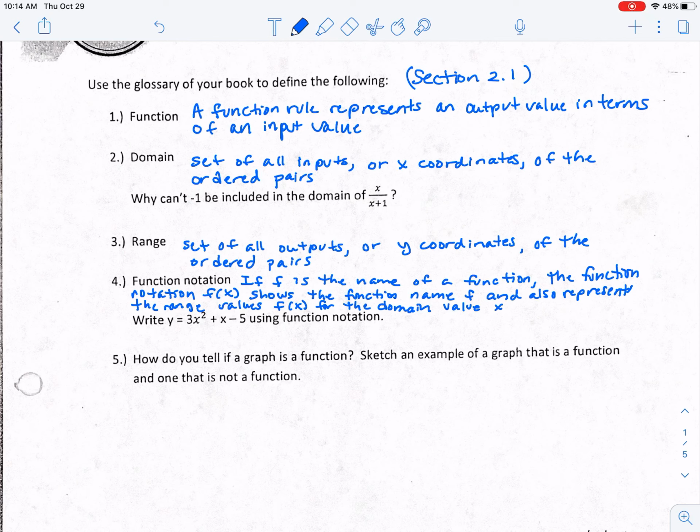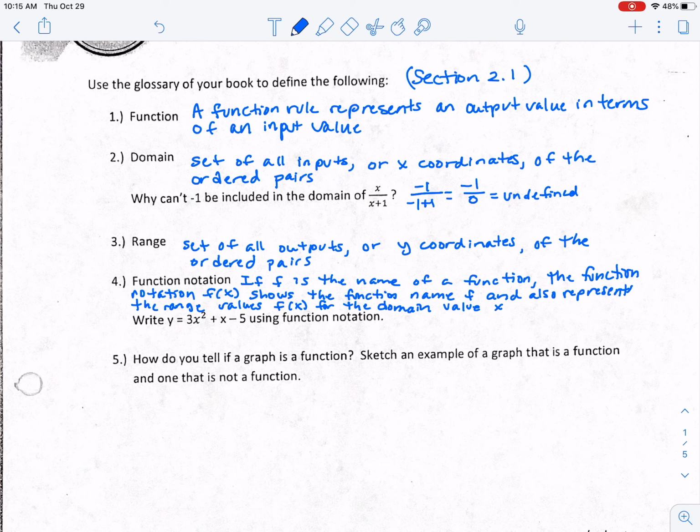So the question here says, why can't -1 be included in the domain of x over x plus 1? So here we've got a polynomial divided by a polynomial. And let's just plug in -1. Okay? Let's say it is part of the domain and I substitute it in. Notice what happens. When you simplify, you get -1 divided by 0. Okay? Anything that is divided by 0 is undefined.